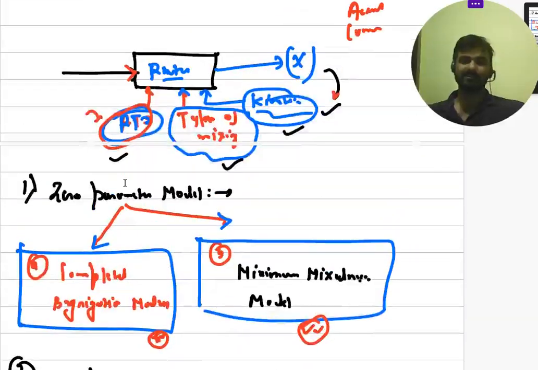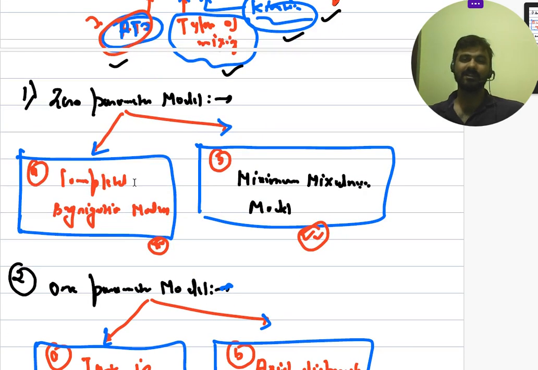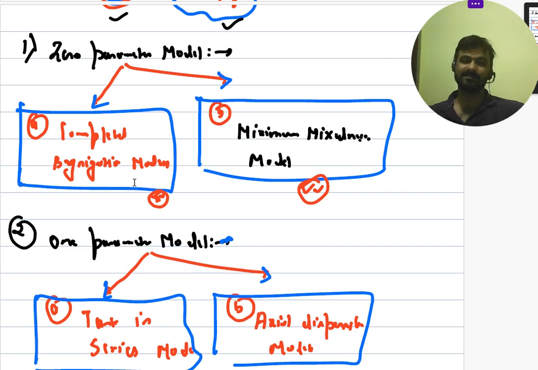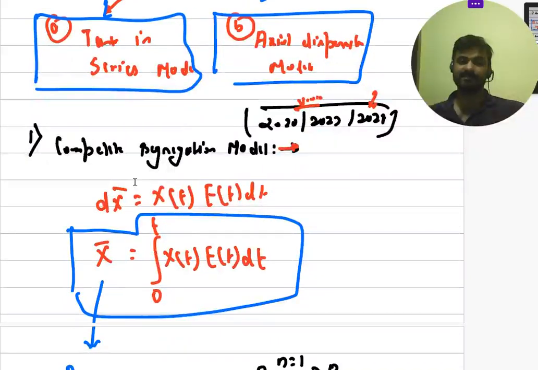or accurately. So in order to understand how these things work and how you can club all of these parameters together, we study the zero parameter model and one parameter model. In the zero parameter model, generally we study the complete segregation model and maximum mixedness model, and in one parameter models generally we study the tanks-in-series model and axial dispersion model. So first I'll start with the complete segregation model.